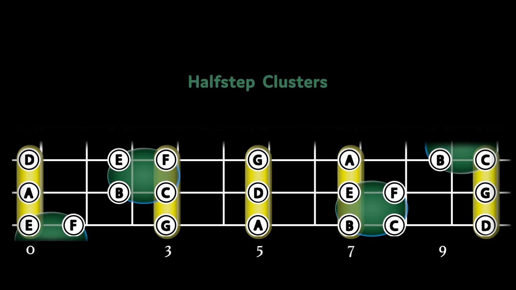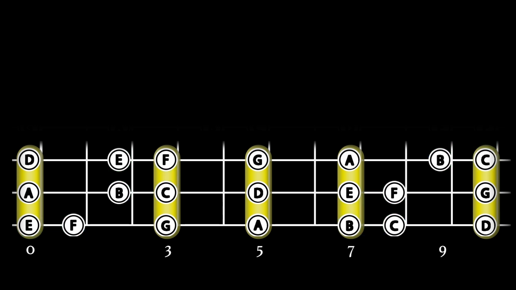Reintroducing the half steps, we can see how they form symmetrically positioned clusters. Now we arrive at a procession of fifths, including all the perfect fifths, as well as the diminished fifth, which is an inversion of the tritone.